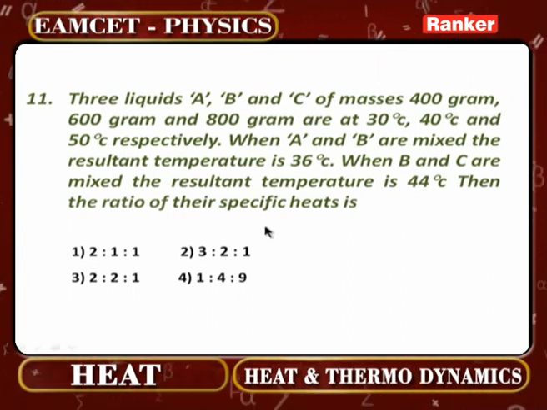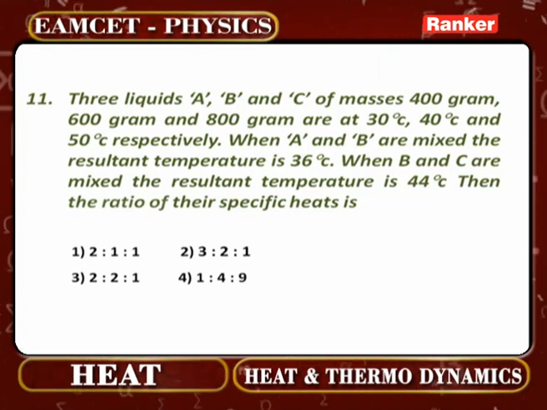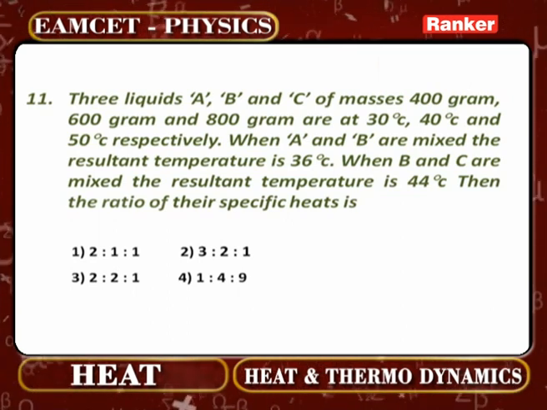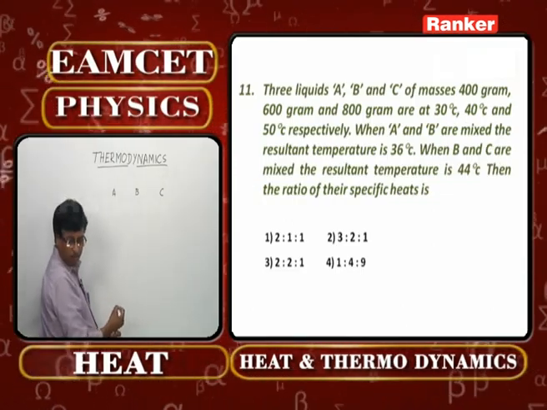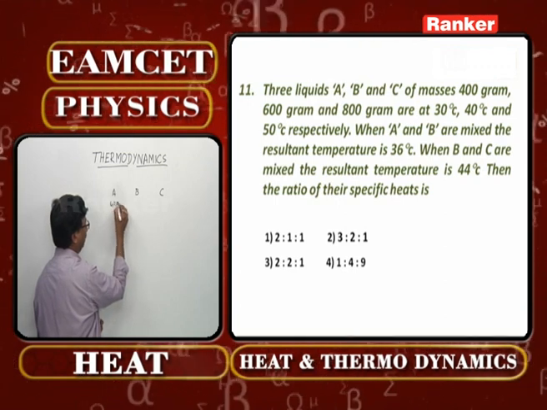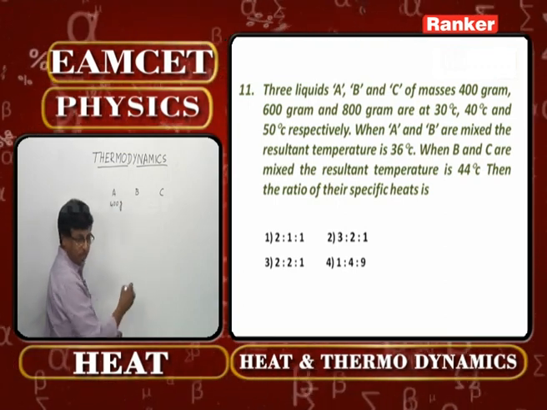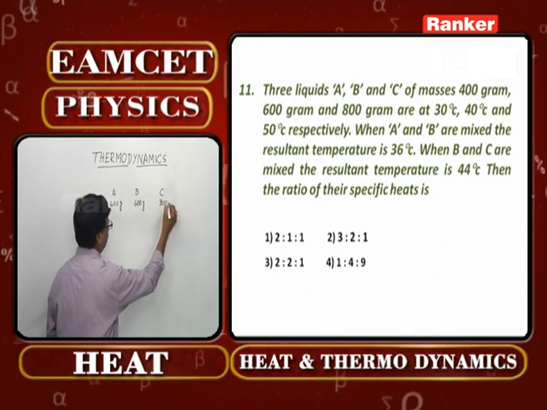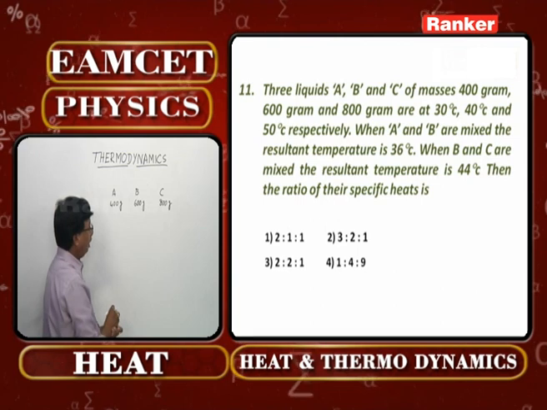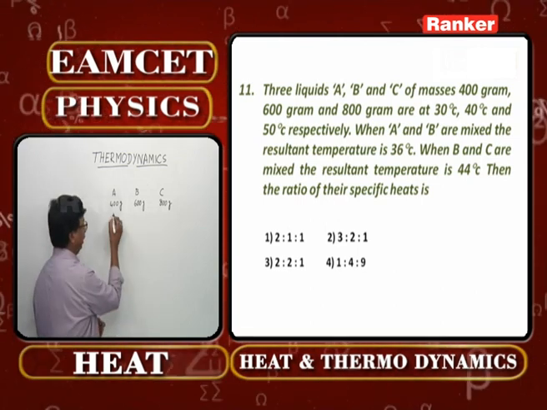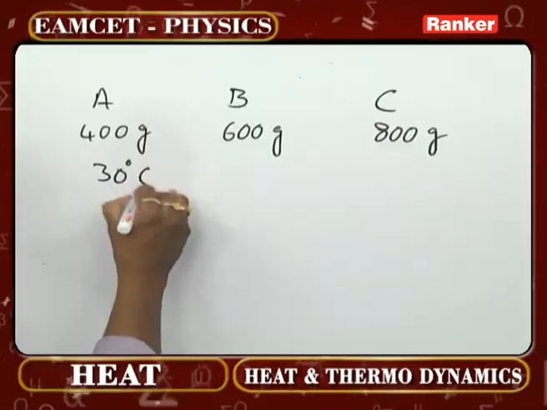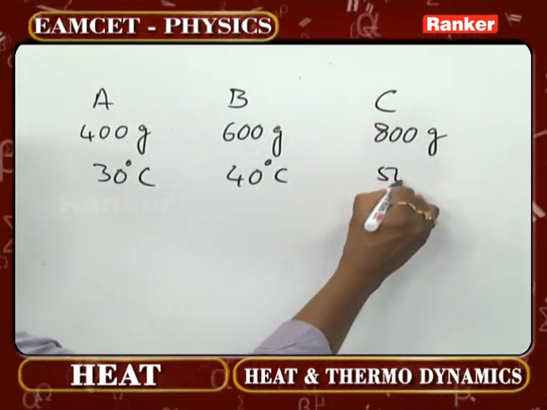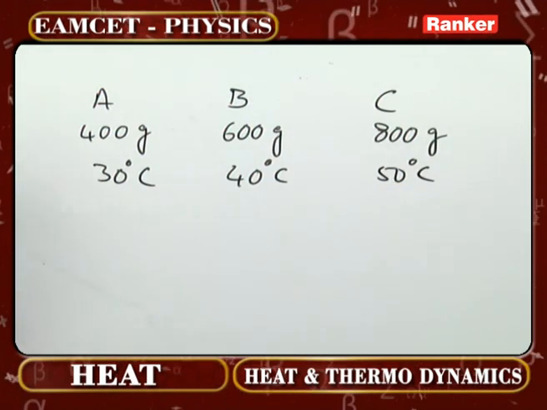That is the concept. Here, he is talking about three different liquids. Let us check first of all. You take A, you take B, you take C. The very first one is of 400 gram, the second one is 600 gram, and the third one is 800 gram. So these are the masses given, fine. Now initially the first one is at 30 degrees centigrade, the second one is at 40 degrees centigrade, and the third one is at 50 degrees centigrade. These are the values they have provided us.